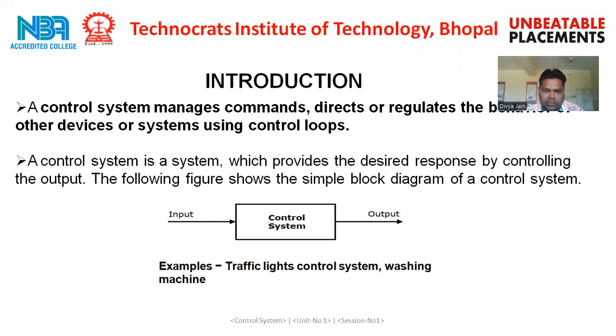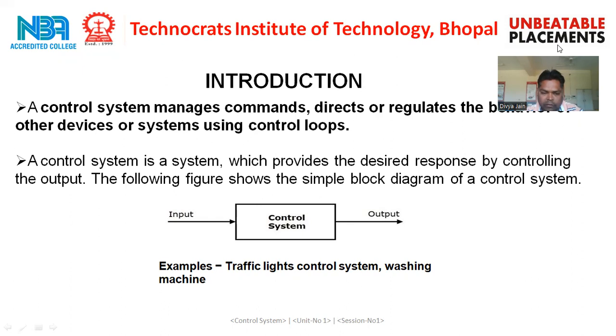So, what is the control system? A control system manages commands, directs, and regulates the behavior of other devices or systems using a control loop. This is the diagram of an open loop system: when we apply the input to the control system, we find the output. A control system is a system which provides the desired response while controlling the output. The following figure shows the simple block diagram of a control system.